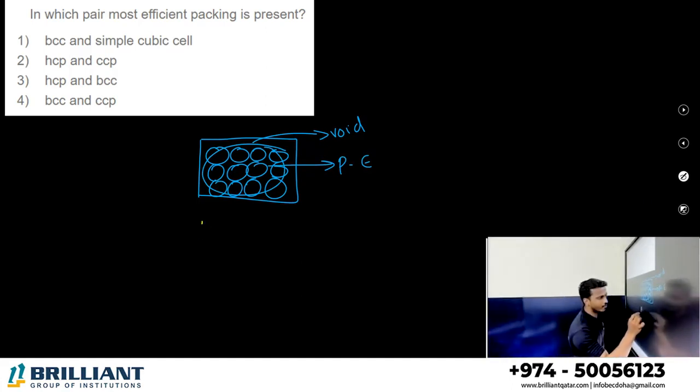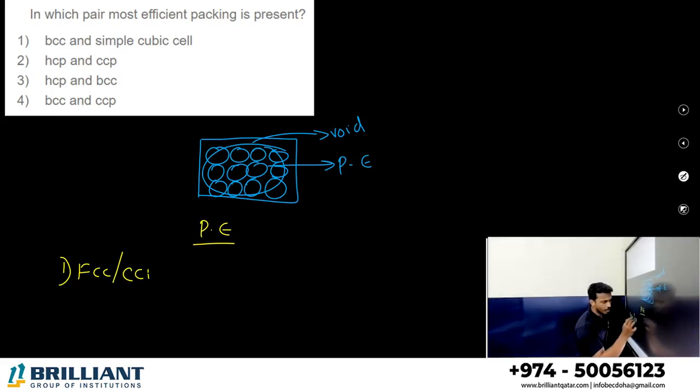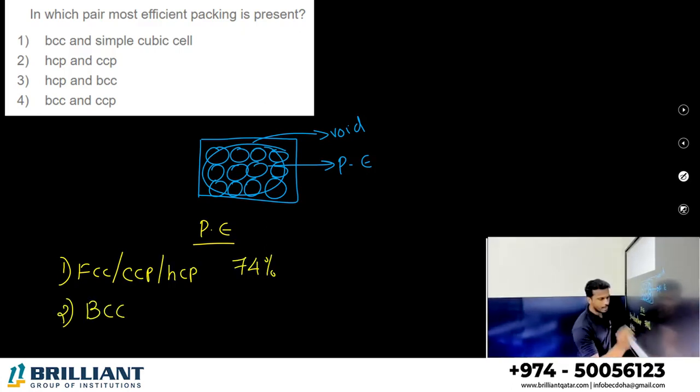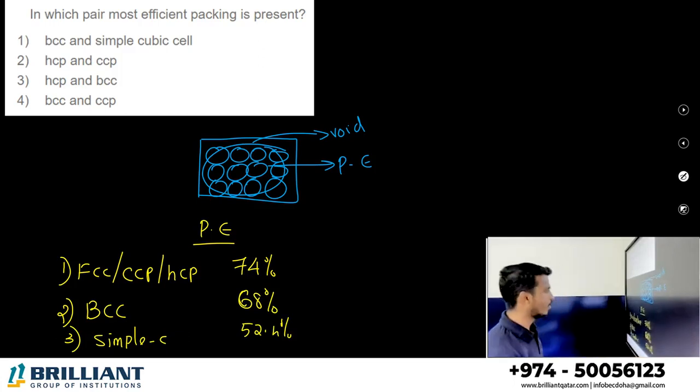What is the packing efficiency in the three systems we discussed? First one, FCC. It is also CCP, cubic close packing. It is also HCP, hexagonal close packing. For all these three systems, packing efficiency is 74%. In the second system, we studied BCC, packing efficiency is 68%. And the last one, simple cubic system, it's around 52.4%. Come to the point, all of you, where you can identify greater packing efficiency.